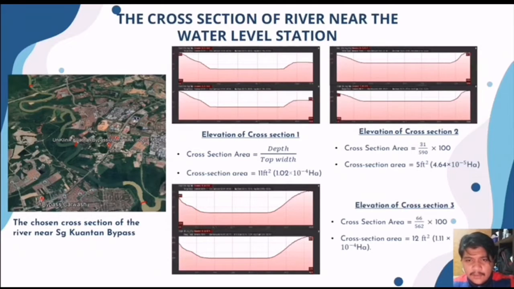For the elevation of cross-section 1, the cross-section area is 11 feet squared, equivalent to 1.02 times 10 to the power of -4 hectare. The elevation of cross-section 2 is 5 feet squared, and the elevation of cross-section 3 is 12 feet squared.